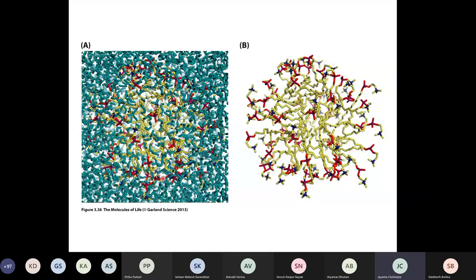So in A, it's essentially a snapshot of a micelle. All these molecules in cyan are water molecules, and this is with all the water molecules stripped off. You can probably appreciate, if you look at this lipid tail, that in most parts they're all saturated lipids.